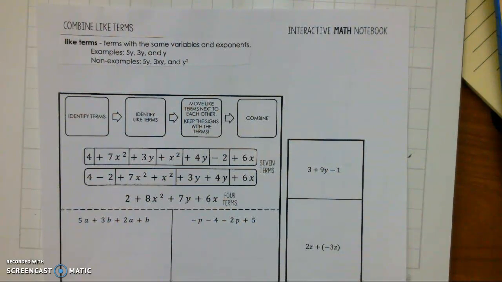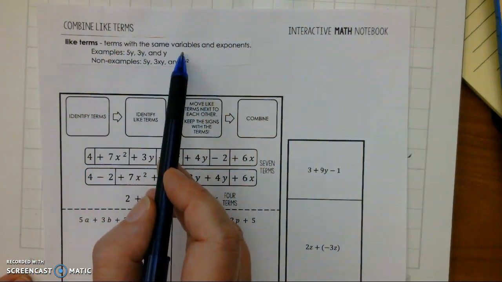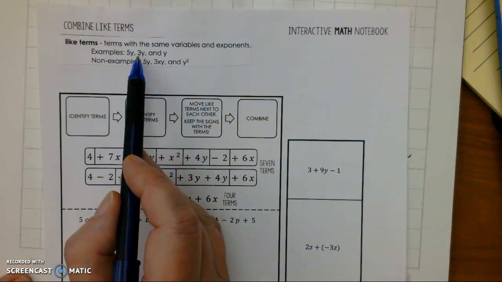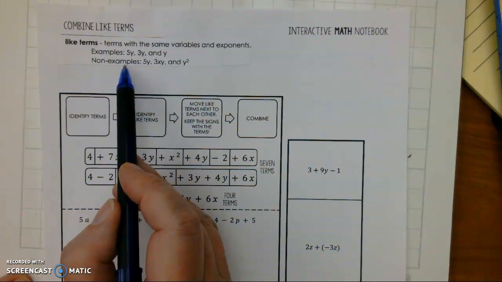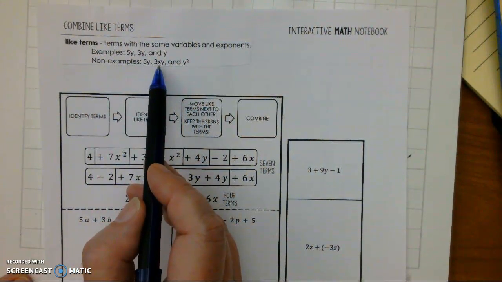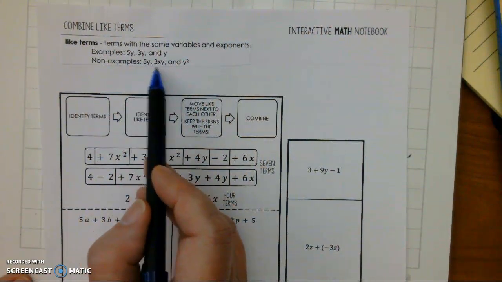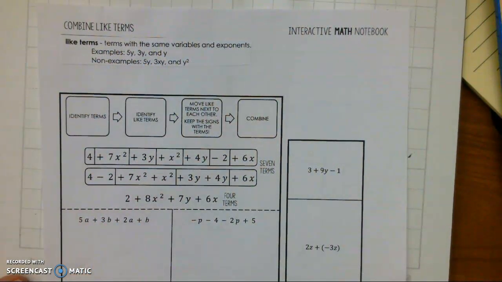Hi, this instructional video is on combining like terms. First, we're going to go over the definition. Like terms have the same variables and exponents. So for example, like terms would be 5y, 3y, and y, because they all have y. Non-examples, something that is not a like term, would be 5y together with 3xy and y to the second power. So you couldn't combine those, but you could combine these, okay?